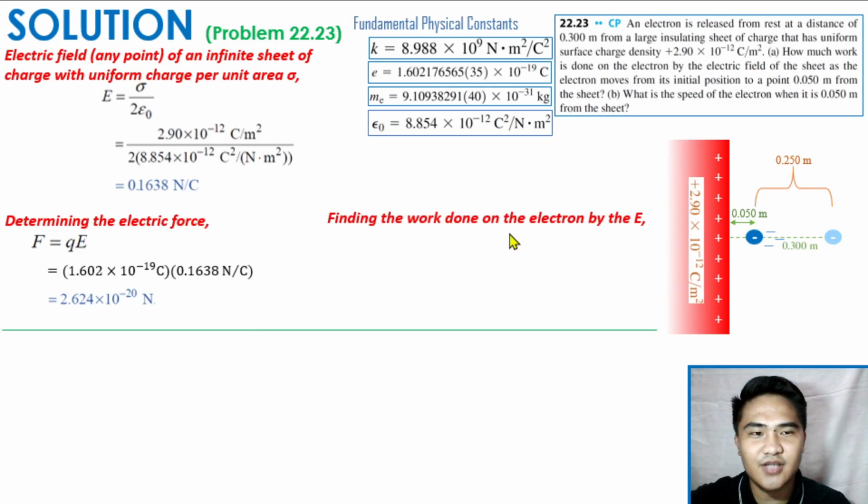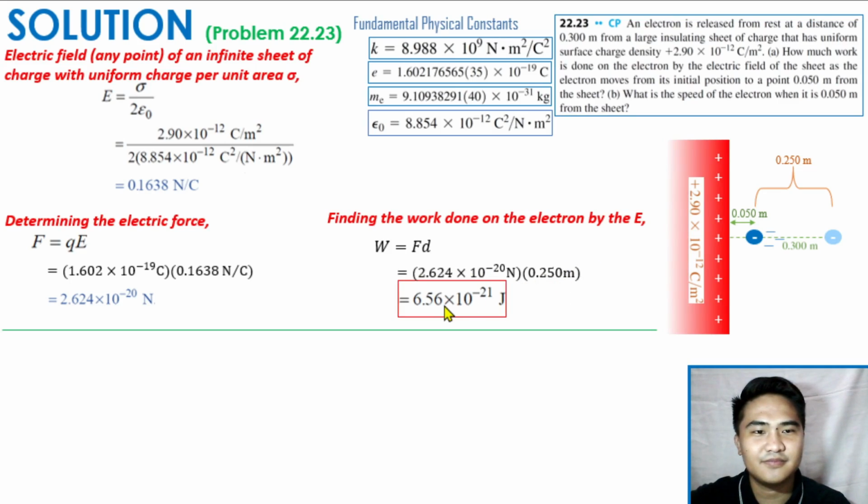Now, finding the work done on the electron by the electric field. Work is equal to the force times the distance. The distance traveled by the electron is from this point up to this point, so that is 0.25 meter. Substituting the values, we have the force and the distance, giving us 6.56 times 10 to the negative 21 joules of work.